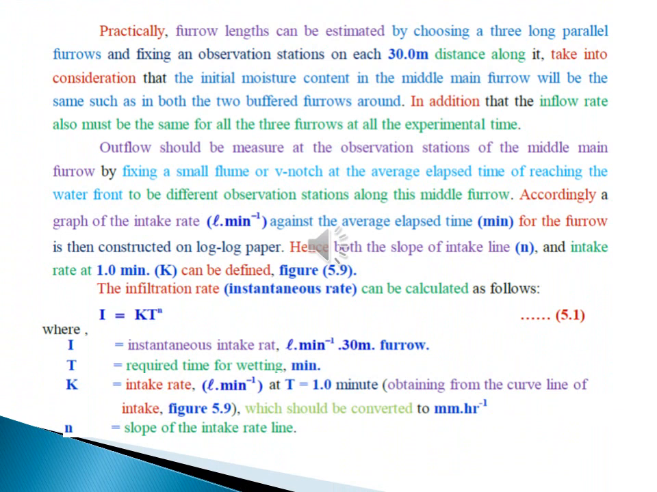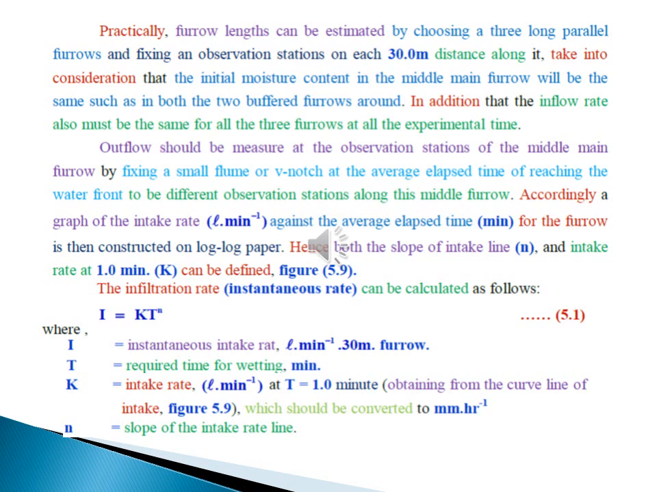Practically, furrow lengths can be estimated by choosing three long parallel furrows and fixing an observation station at each set distance along them. Take into consideration that the initial moisture and the inflow rate must be the same for all three furrows. Outflow should be measured at the observation station of the middle main furrow by fixing a small weir or V-notch, as well as the average elapsed time of the waterfront reaching the different observation stations along this middle furrow. Accordingly, a graph of the intake rate in liters per minute against the average elapsed time in minutes for the furrow is then constructed on log paper.